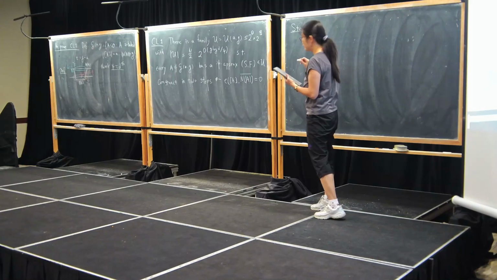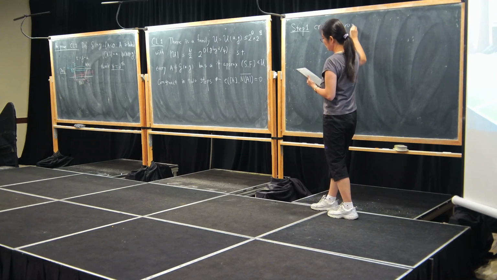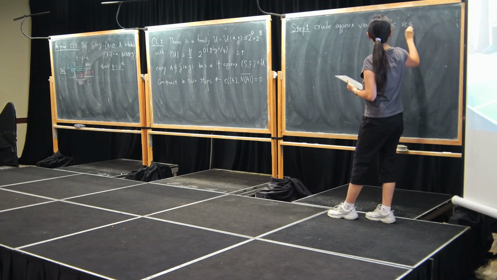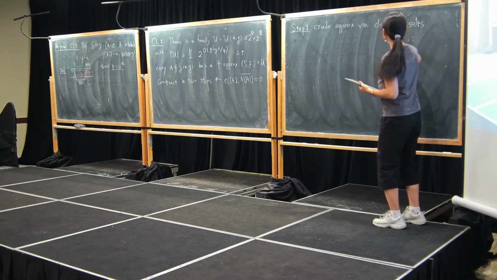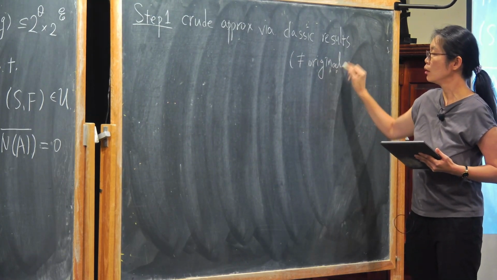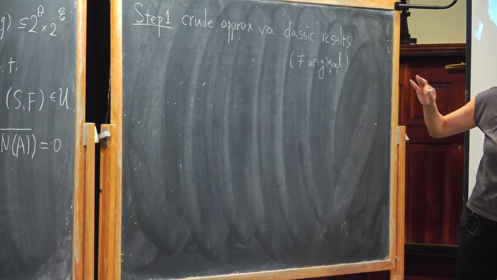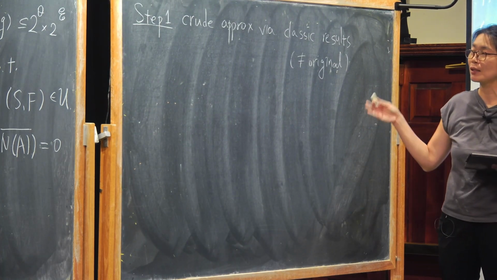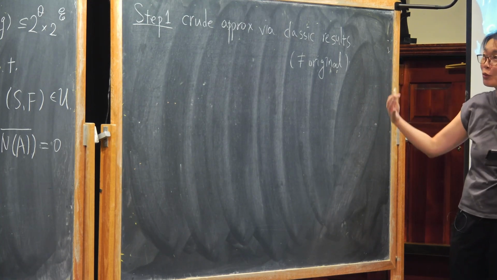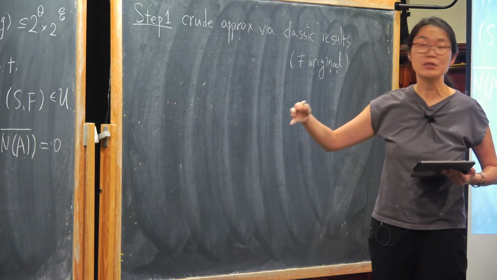This is some crude approximation using some classic results. And this is a simplified version. This is not equal to the original, because in the original version, Sapozhenko used a more involved argument for the first step, because in his assumption, the expansion was much weaker.